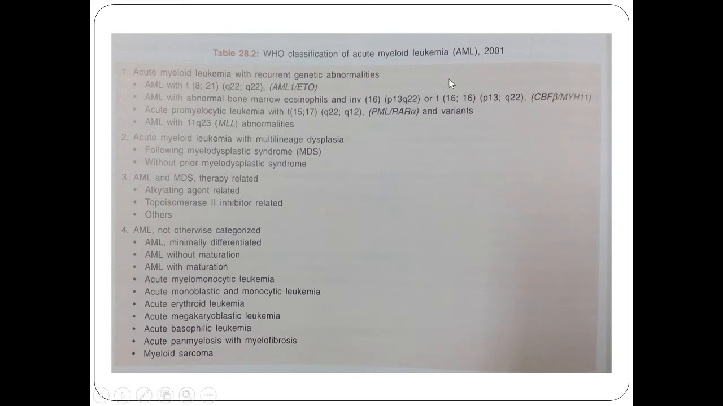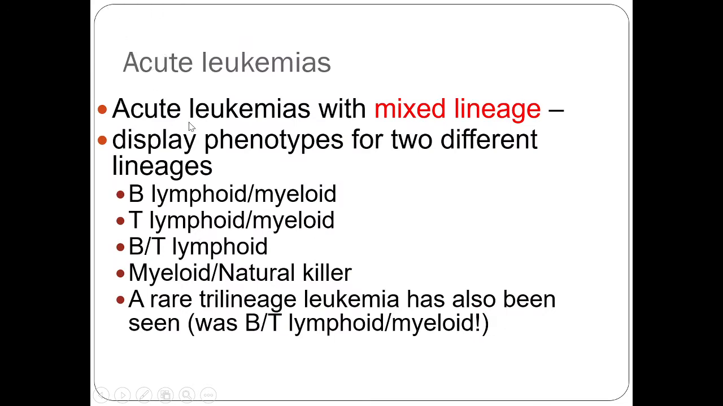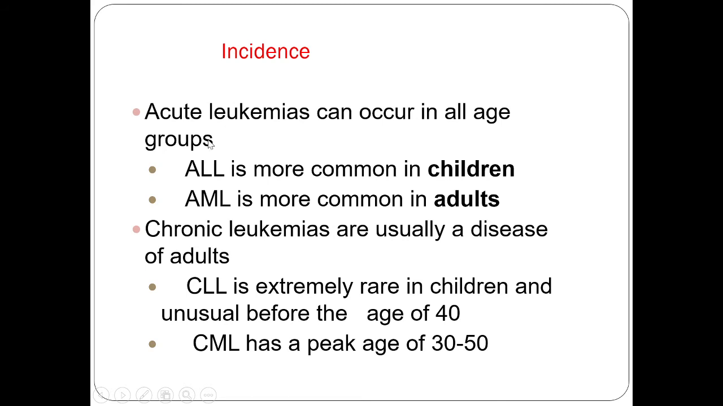This is the WHO classification for AML, which has 4 categories: acute myeloid leukemia with recurrent genetic abnormality, acute myeloid leukemia with multilineage dysplasia, AML and MDS therapy related, and AML not otherwise categorized. Now, acute leukemia with mixed lineage, in which there is phenotype of two different lineages: B lymphoid or T lymphoid with myeloid, B and T lymphoid, myeloid with natural killer, and the rare trilineage B, T lymphoid and myeloid. Incidence: acute leukemia can occur in all age groups.